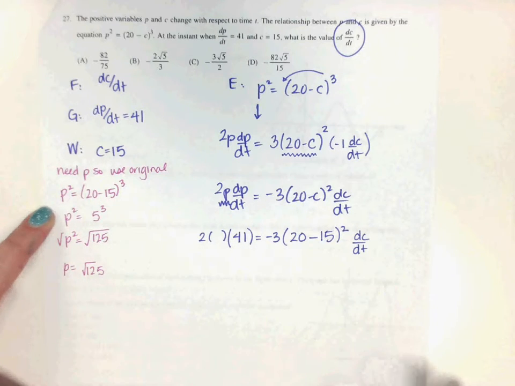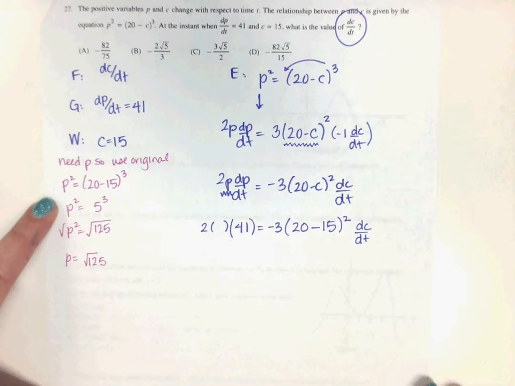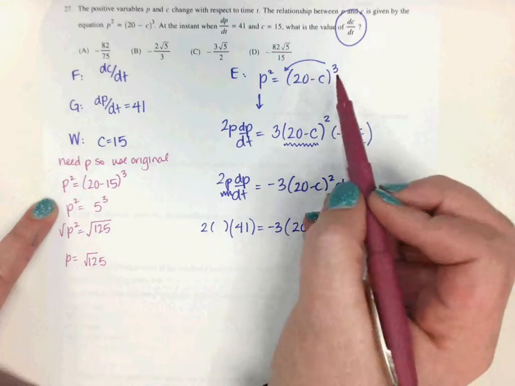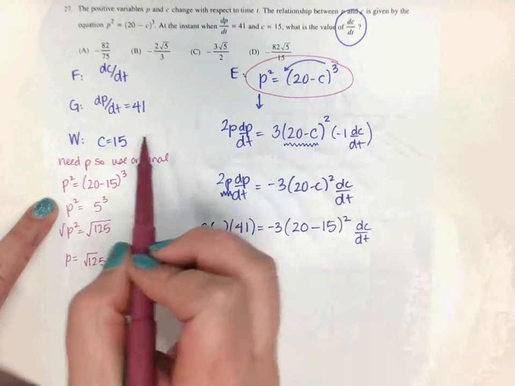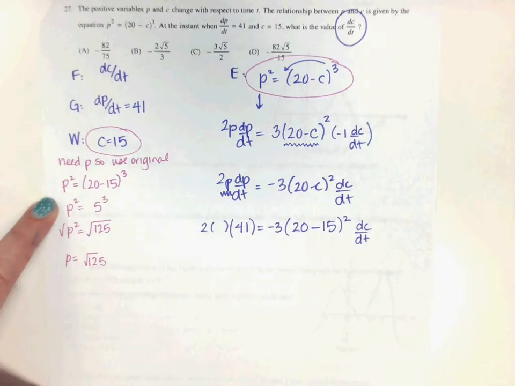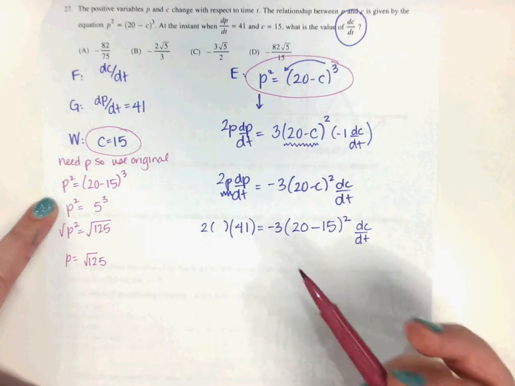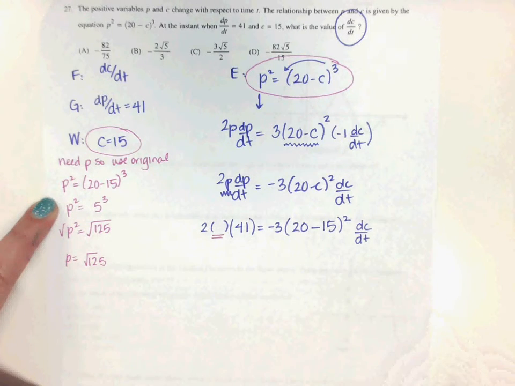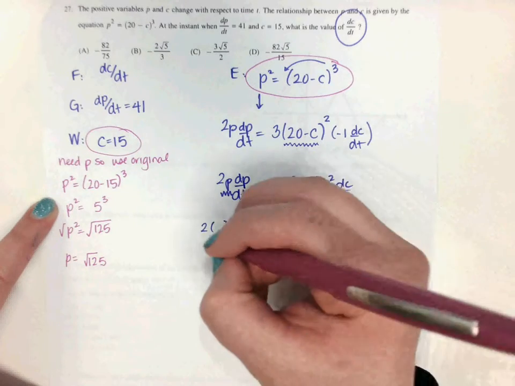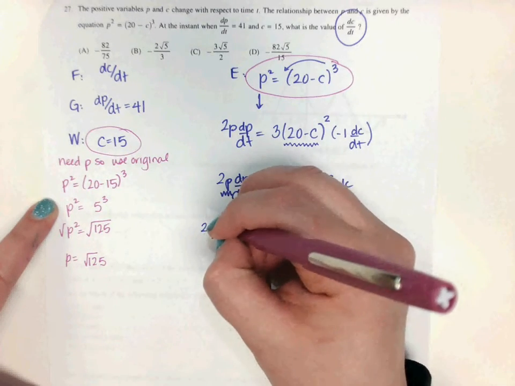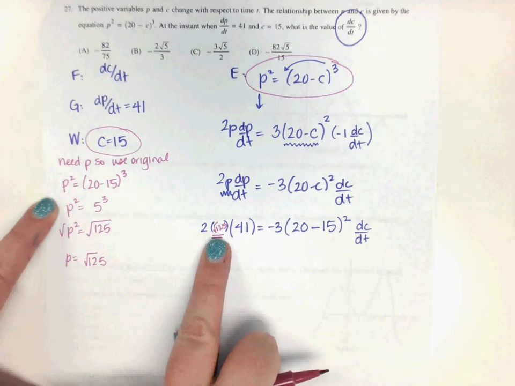Okay, and 125 is not a perfect root. So one more time, we went back to the original equation. We plugged in our C as 15. And then we're just trying to figure out what to put here for P. Does that make sense? So my P is root 125. Okay, you can put that right here.